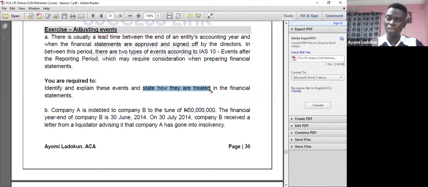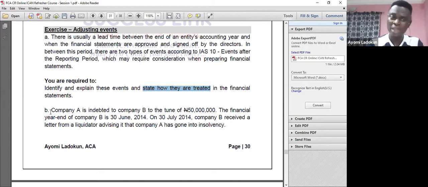Then I go to the second one, non-adjusting events. These are events that are indicative of conditions that arose after the end of the reporting period. For example, disposal of a major subsidiary, sale of major assets, fire in my plant after the reporting period. That's it. How is it treated? I tell the examiner that a non-adjusting event only requires a disclosure by way of note in the financial statement. For example, you talk about the nature of the event and the estimate of the financial effect. That is it. I earn my full marks. Then I move on.